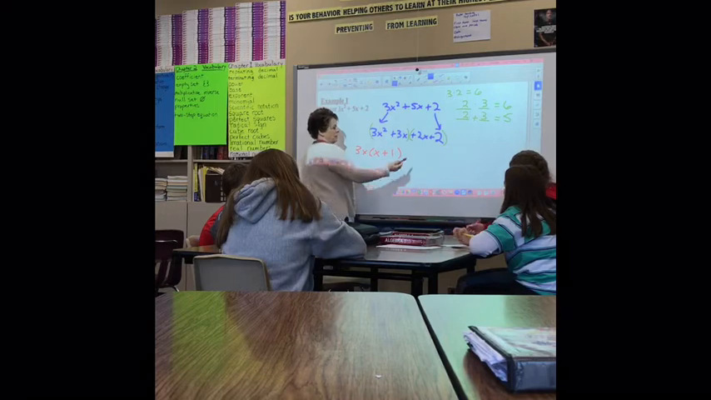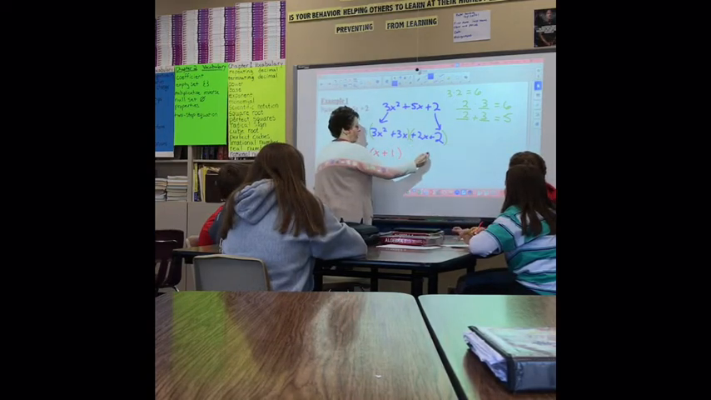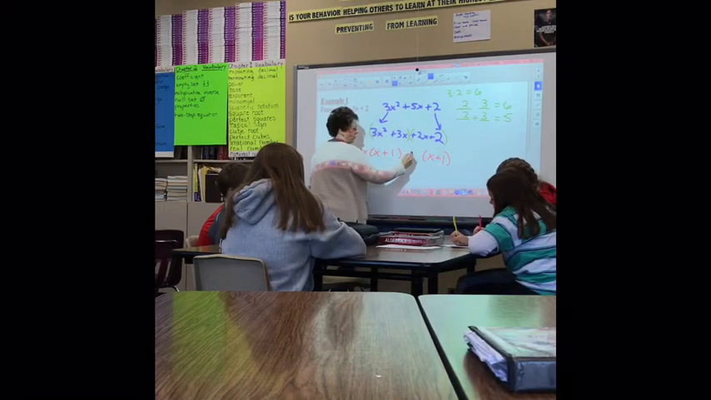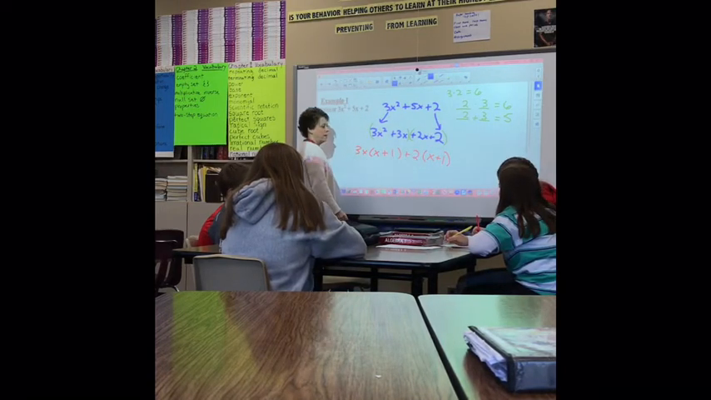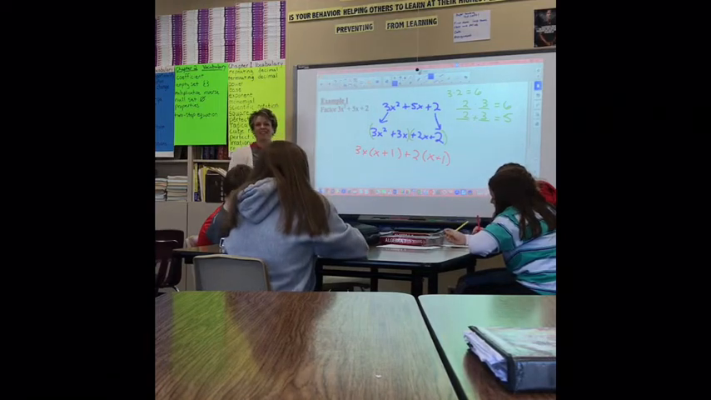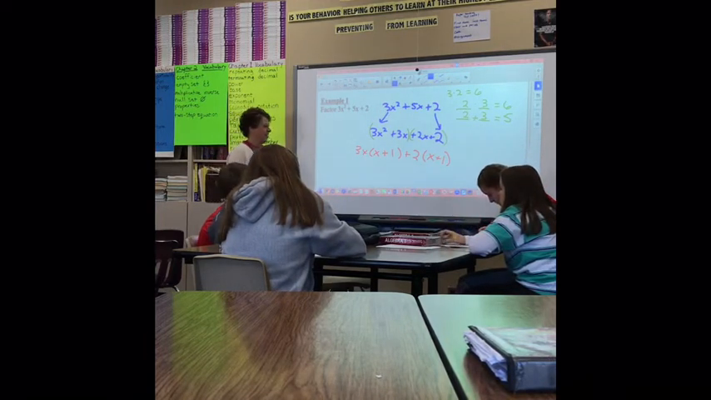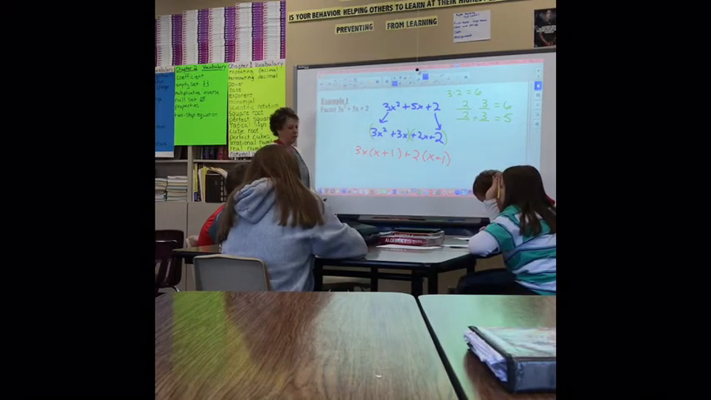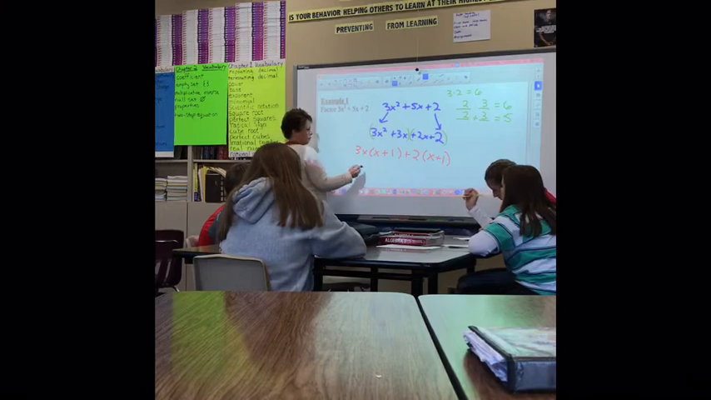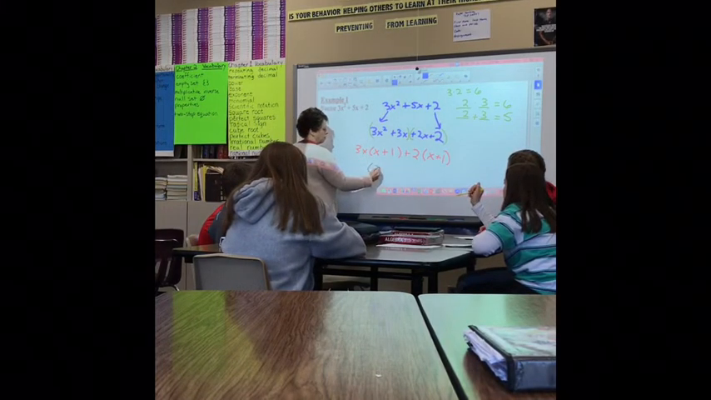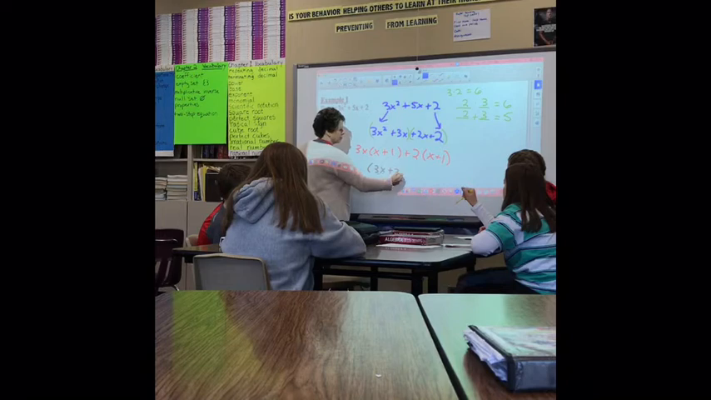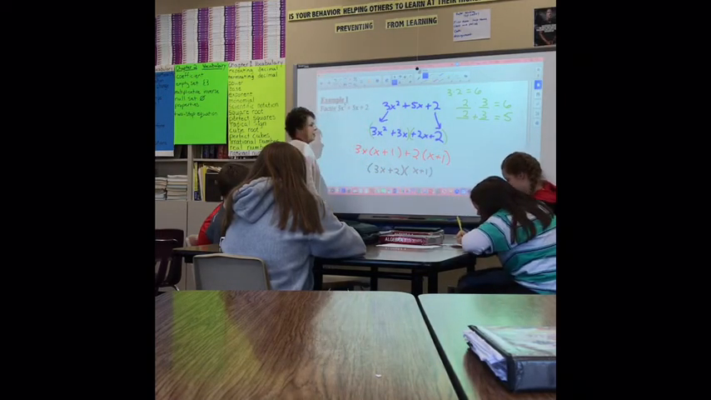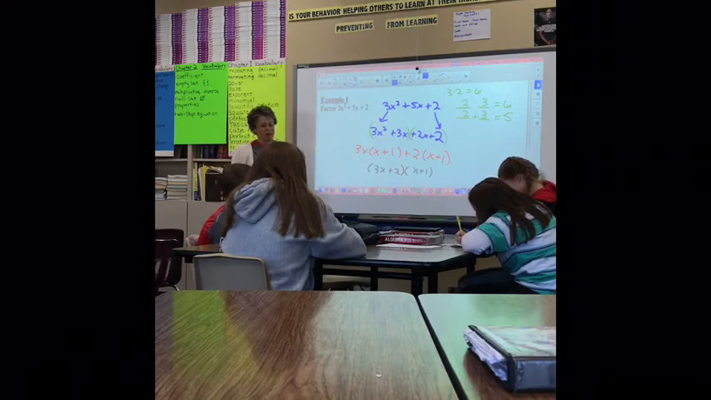Gabby said she wanted to take a 2 out of here. I told you that this has to match. Will it match if you divide by 2? Yeah. So cool. How do I write my answer? My answer is my factored form. It's not really a solution. Now I always get, well, I'll let you finish writing that.